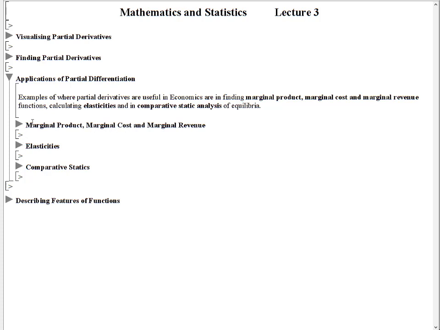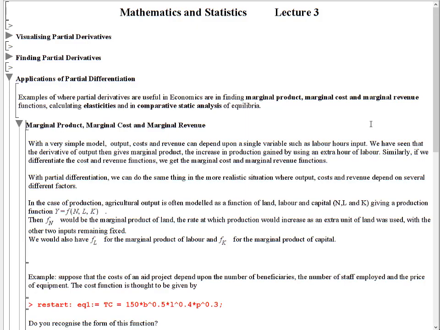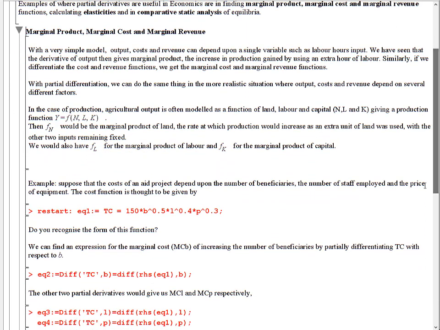So let's take these one by one. Marginal product, marginal cost, marginal revenue. I think we've already mentioned this. Let's open this part up. If you had a very simple model of any process, you might say that output, costs, revenue, these things depend on a single variable, like labour hours. And then, as we saw in the last lecture, if you differentiate that, you then get the marginal product. So how much extra production do you get with an extra hour of labour? And so on. With partial differentiation, we do the same thing, but now we can deal with this realistic situation where the things we're interested in depend on several different factors.